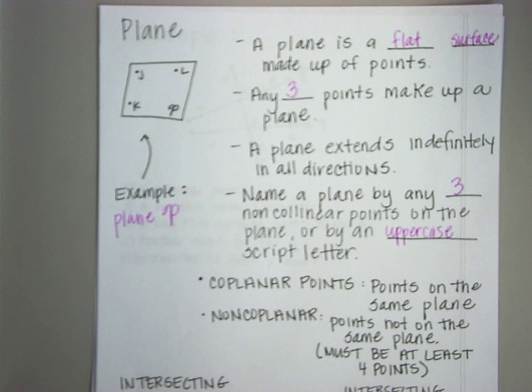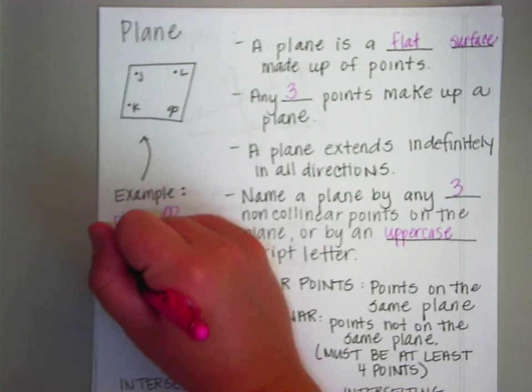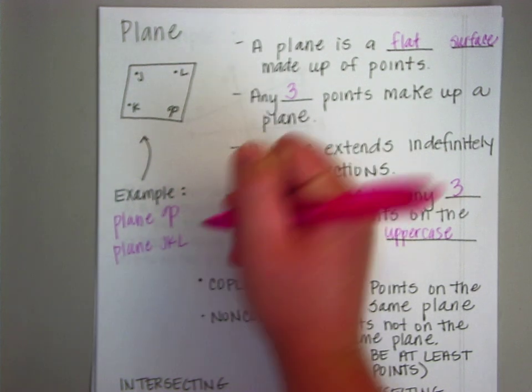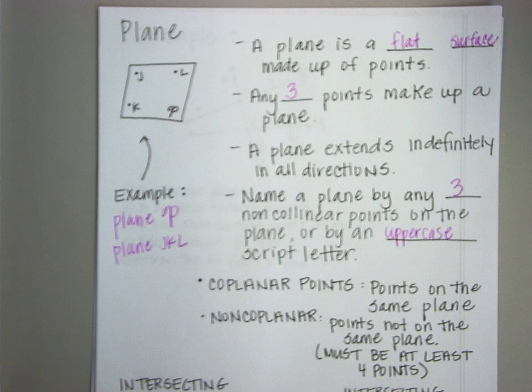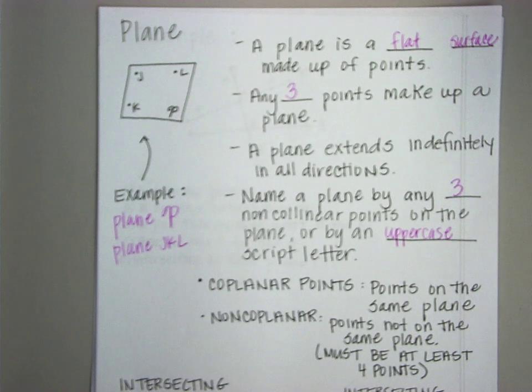or you can find 3 non-collinear points. So 3 points not on the same line. So we have 3 points, K, J, L. So you could write plane J, K, L. There is not a symbol that represents plane. So you have to write plane both times.